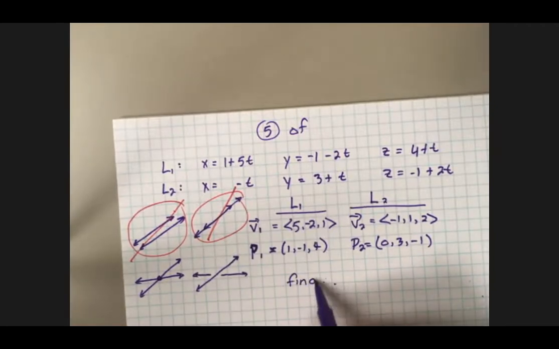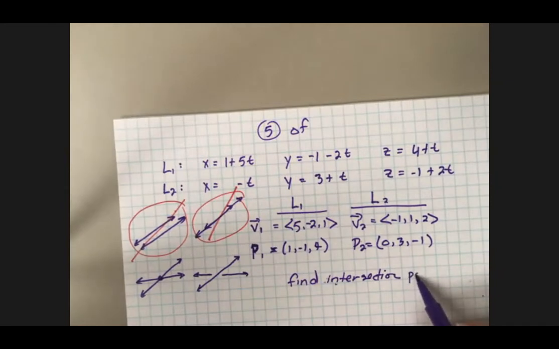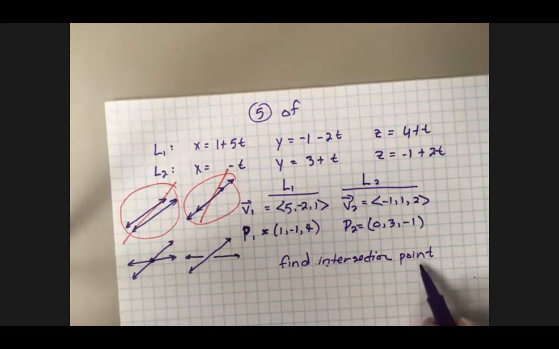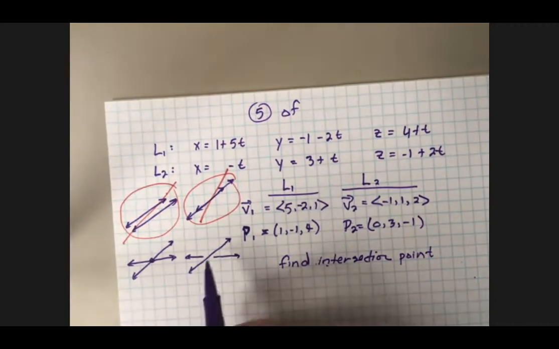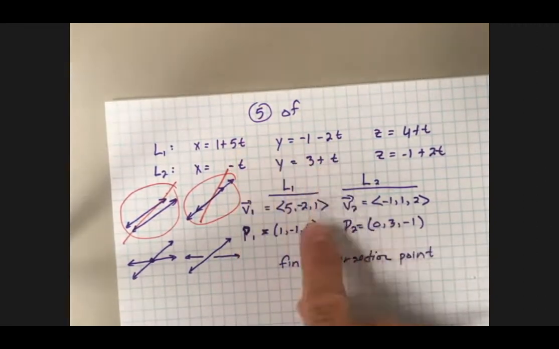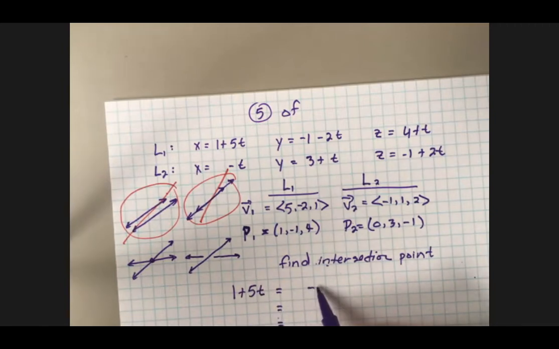Well, we need to find the intersection point, if it exists. Just like in the last problem, I had to find the intersection line of two planes. Now I want to find the intersection point of two lines. And what does the intersection point of two lines mean? It means that they occupy the same point in space, x, y, and z. So for these two lines to intersect, the x and the y and the z have to be the same. But here's the catch. They don't have to be the same at the same time. So I equate the x's, I equate the y's. I equate the z's.